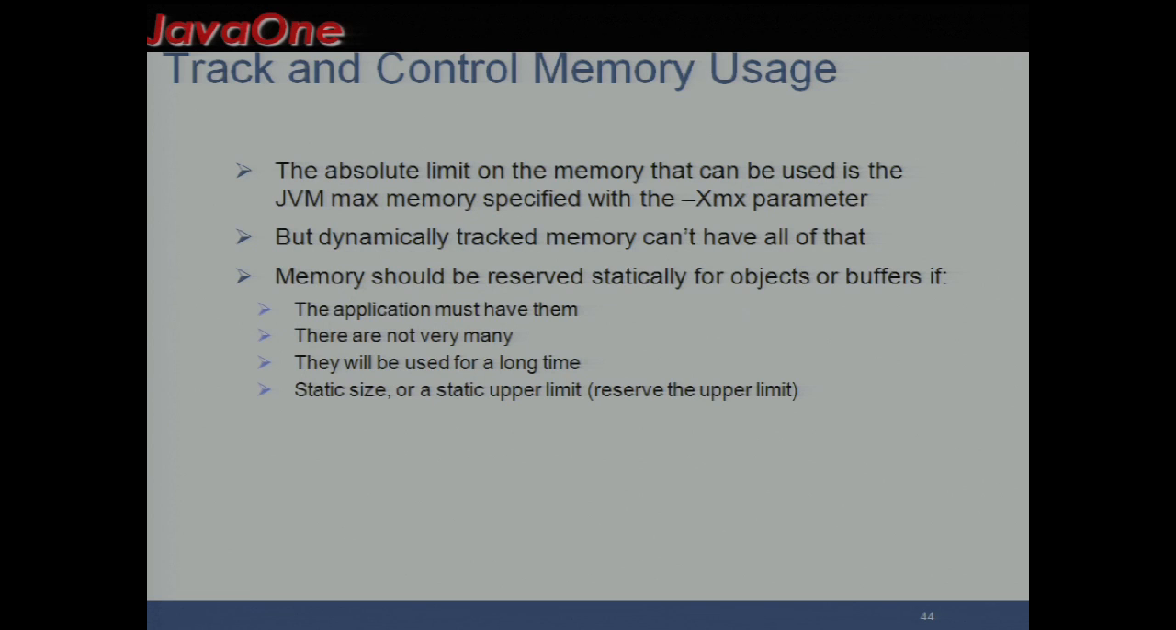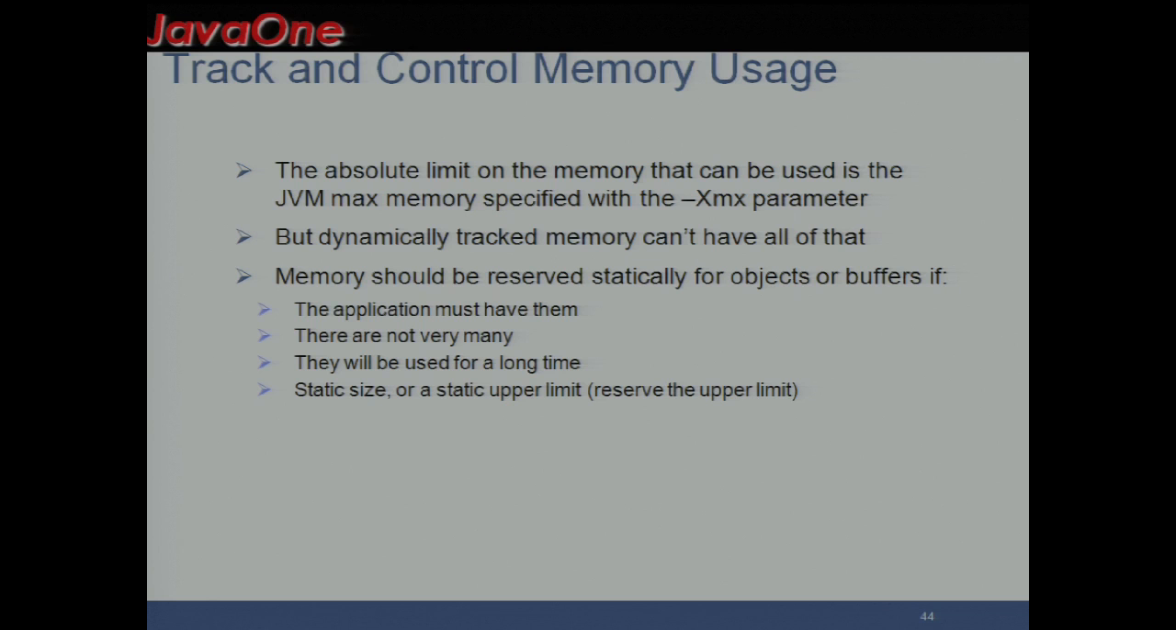Now, the absolute limit on your memory is, of course, what you specify with your Xmx parameter when you start your JVM. And your dynamically tracked memory can't have all of that. You can only let it have what's left over after you've accounted for everything else.